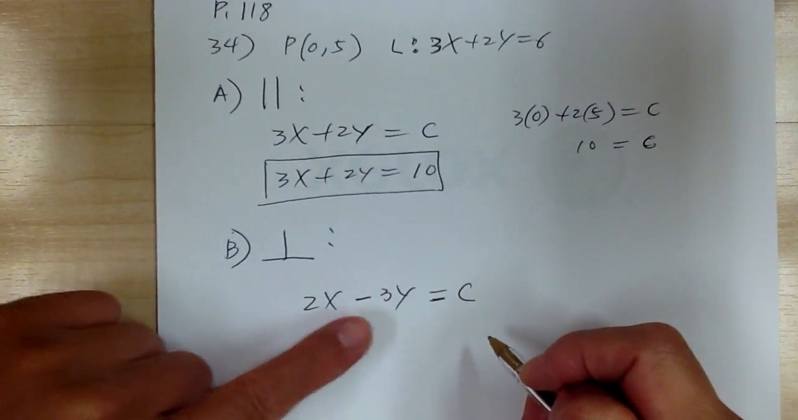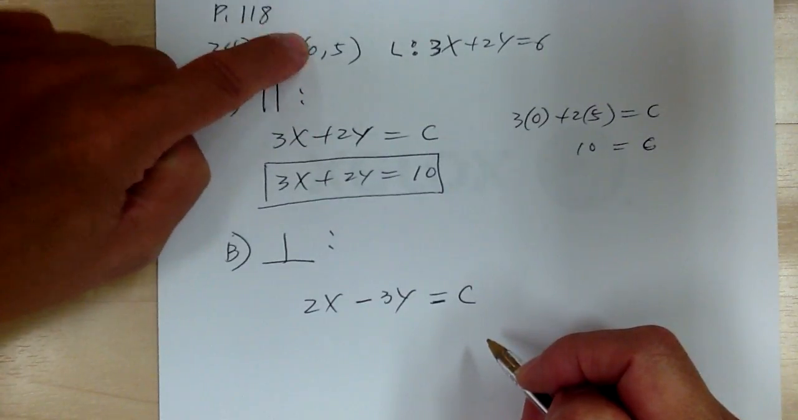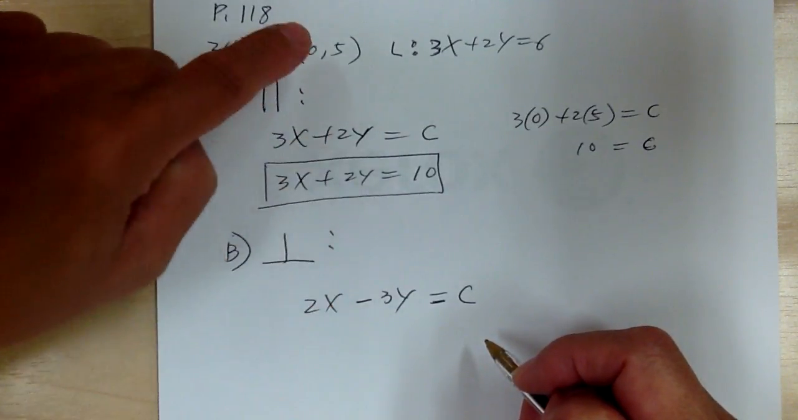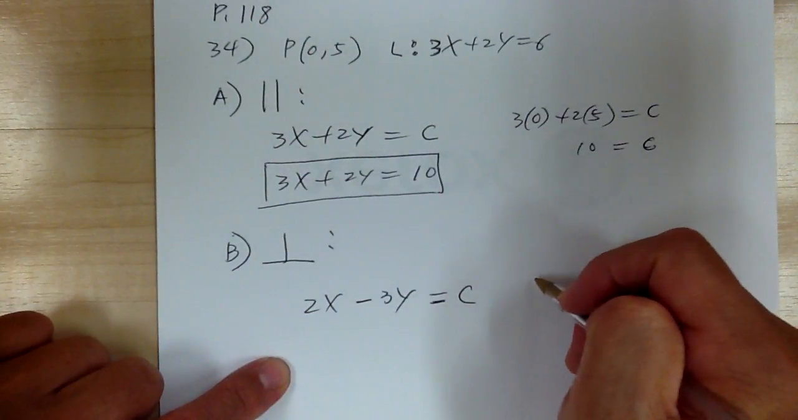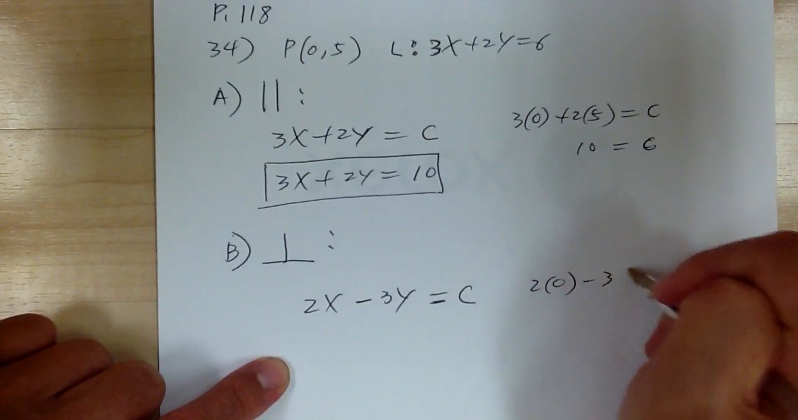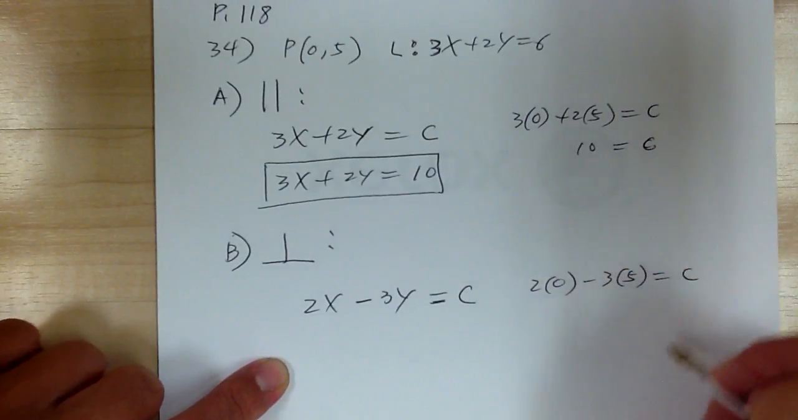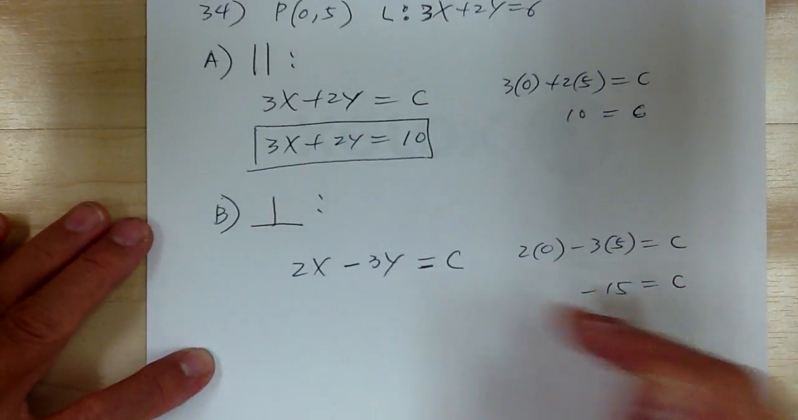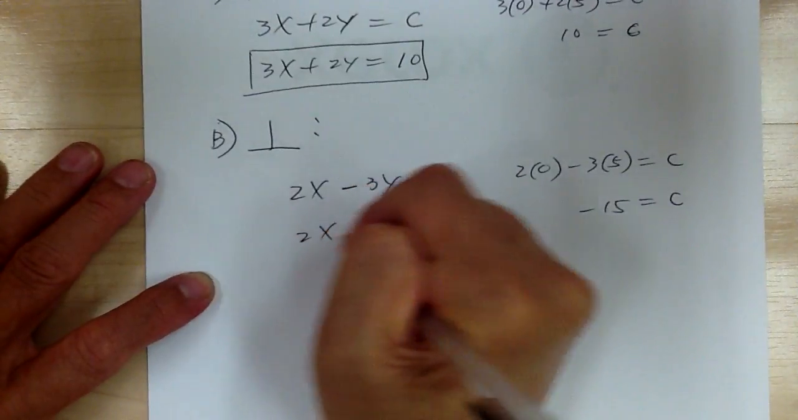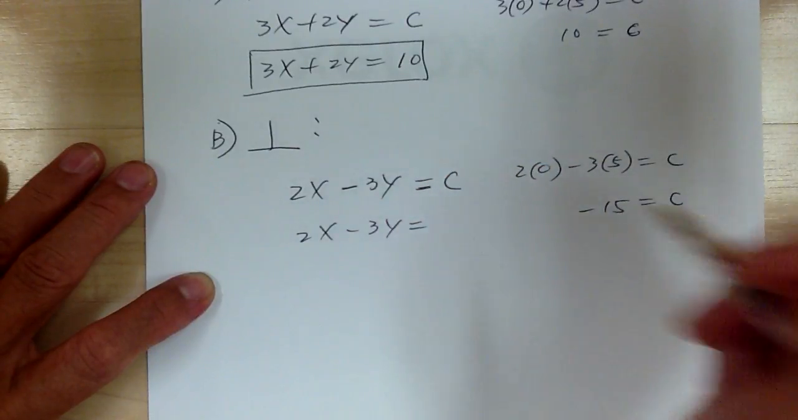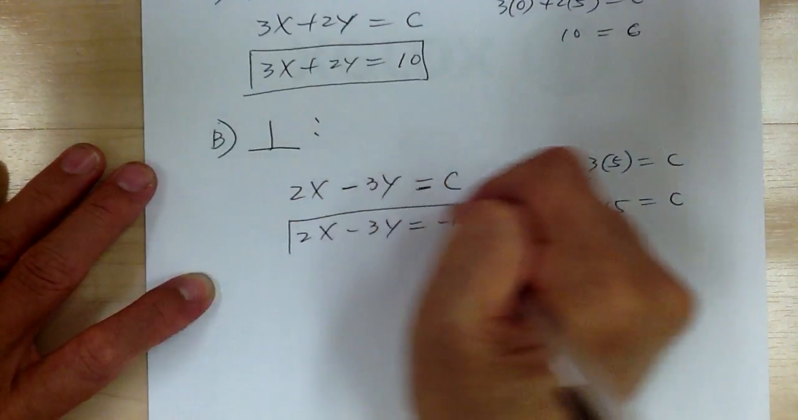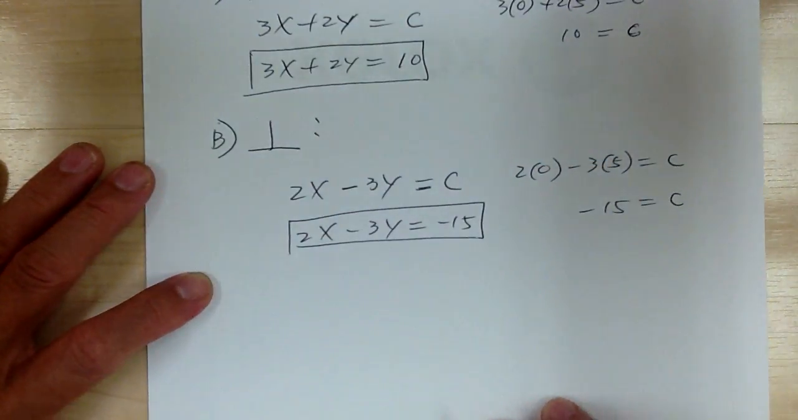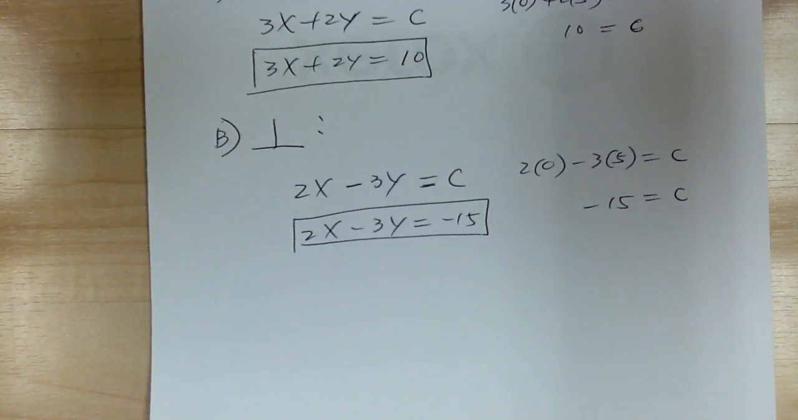And the number is, you want this line to go through that point. That means this point is on this line. That means you have to put this in here. So you're going to get 2 times 0 minus 3 times 5 equals c. So you're going to get negative 15 equals c. And then you put it back over here. So you've got 2x minus 3y equals negative 15. So that's for the perpendicular line.